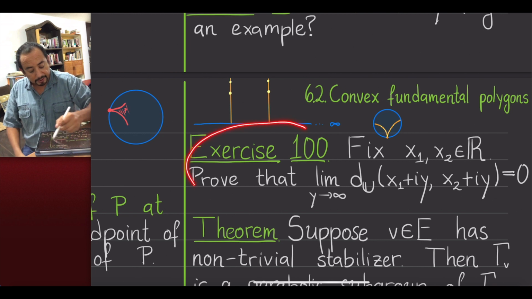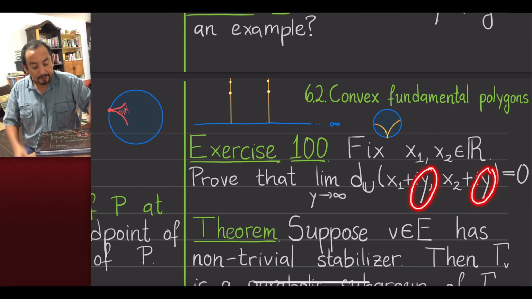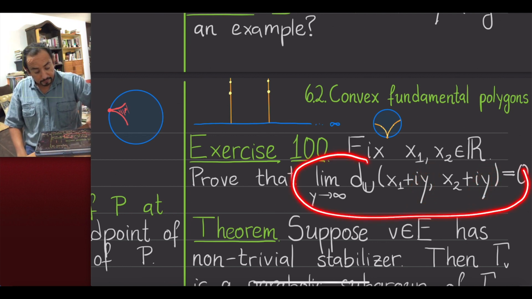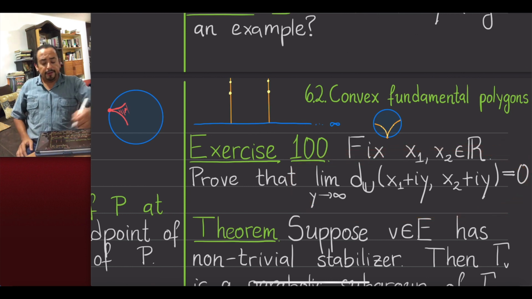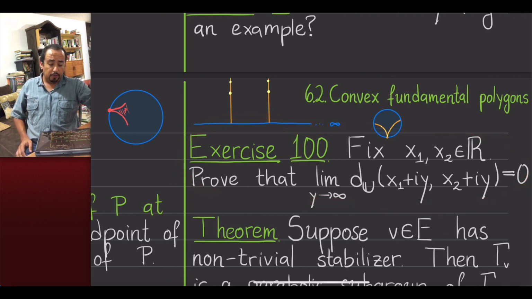And the exercise is to show that the hyperbolic distance between the points at the same height, so same imaginary part, goes to zero. That this hyperbolic distance goes to zero. This exercise is actually not so hard if you go on and review some of the formulas that we established when we were studying the hyperbolic distance.